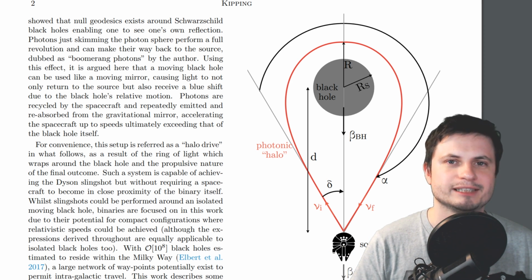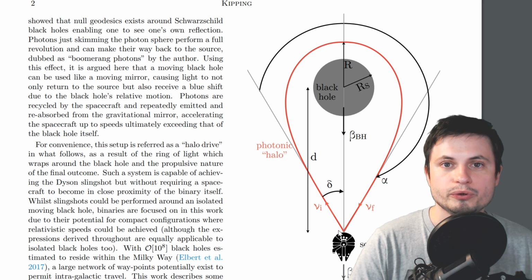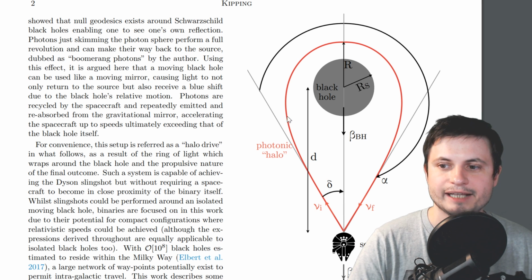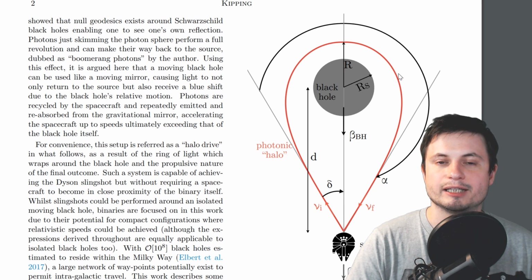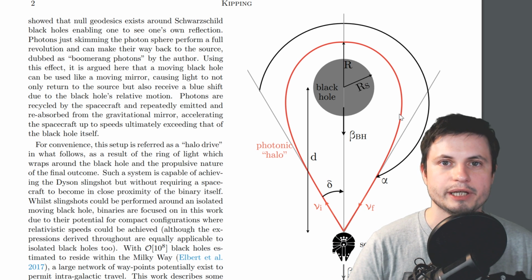Now, this is a really simplified version of this, but you could technically fire a low energy laser beam and receive a much higher energy laser beam because as it travels around the black hole, it absorbs a little bit of energy if you fire it at just the right location.